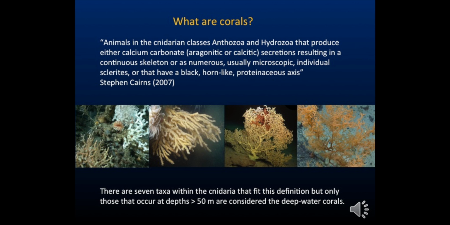The term coral can include a number of different taxa within the phylum Cnidaria. There are many definitions for coral, but the most comprehensive I found was coined by Dr. Stephen Cairns in his 2007 paper. He stated, corals include animals in the Cnidarian classes Anthozoa and Hydrozoa that produce either calcium carbonate secretions resulting in a continuous skeleton or as numerous, usually microscopic, individual sclerites, or that have black horn-like proteinaceous axes.